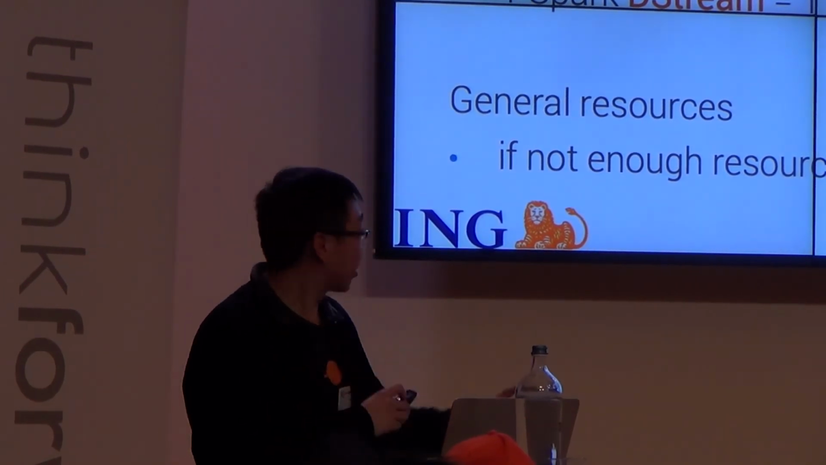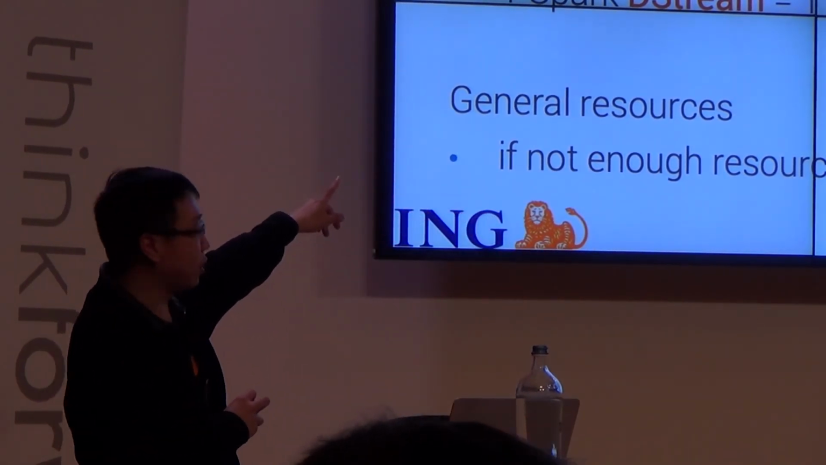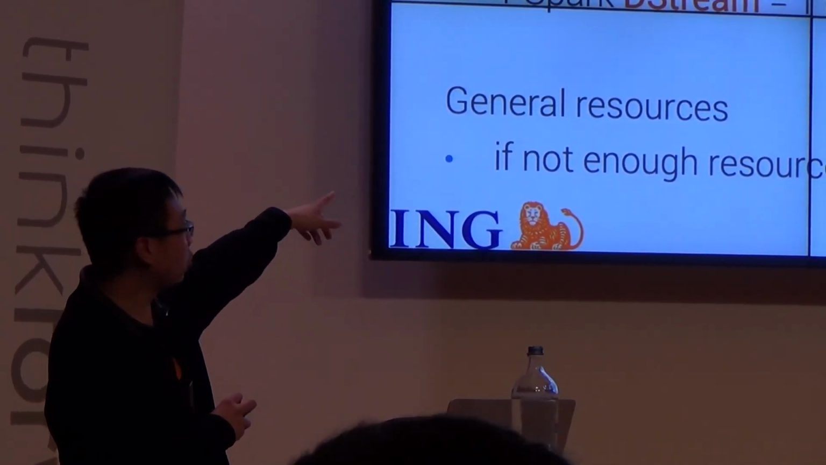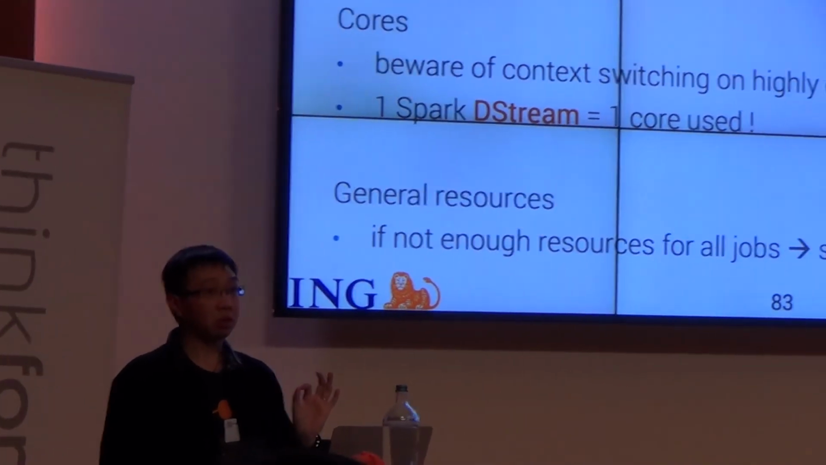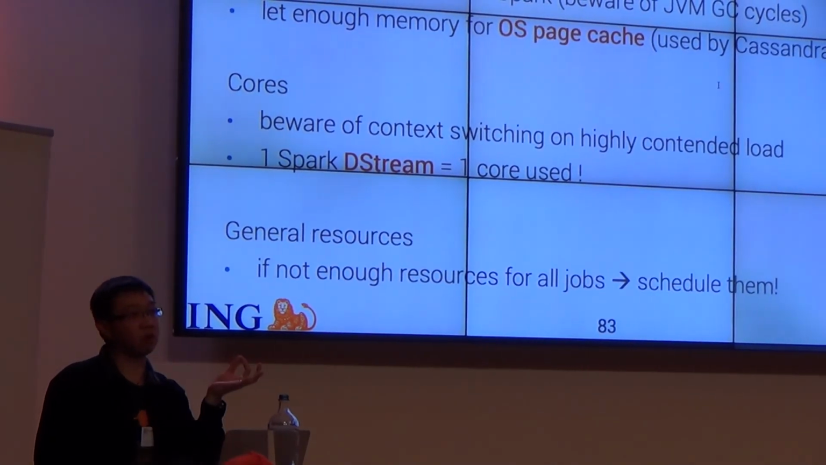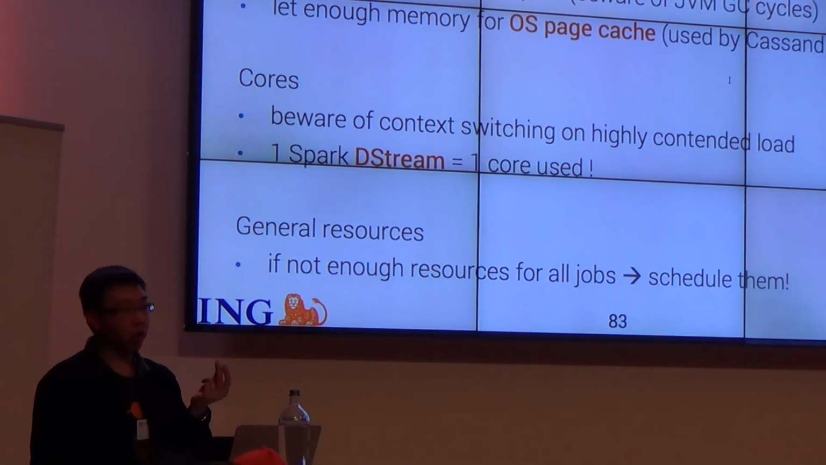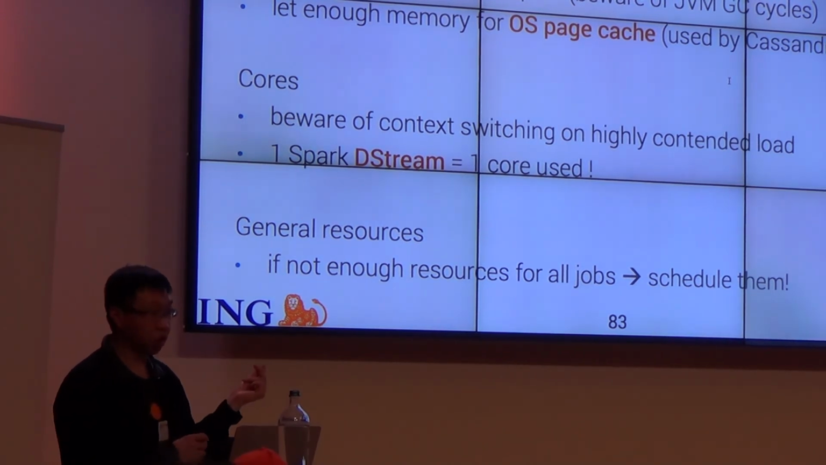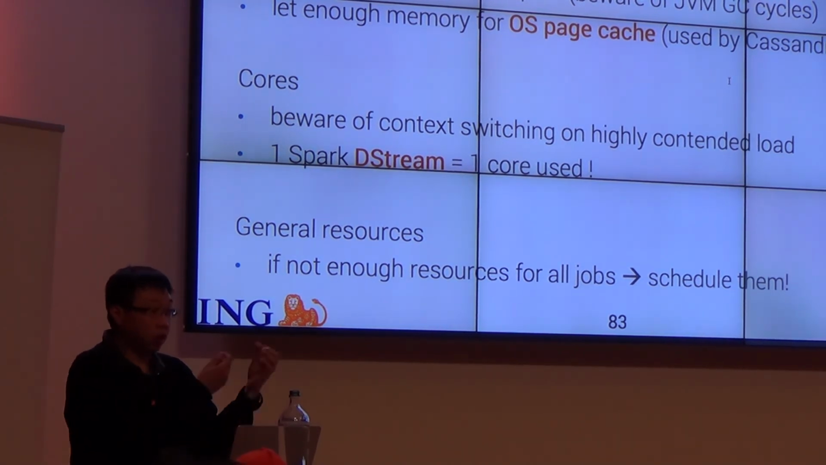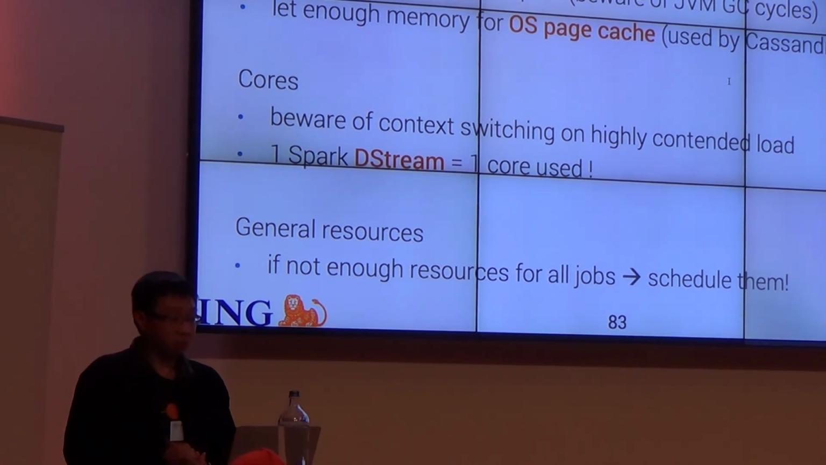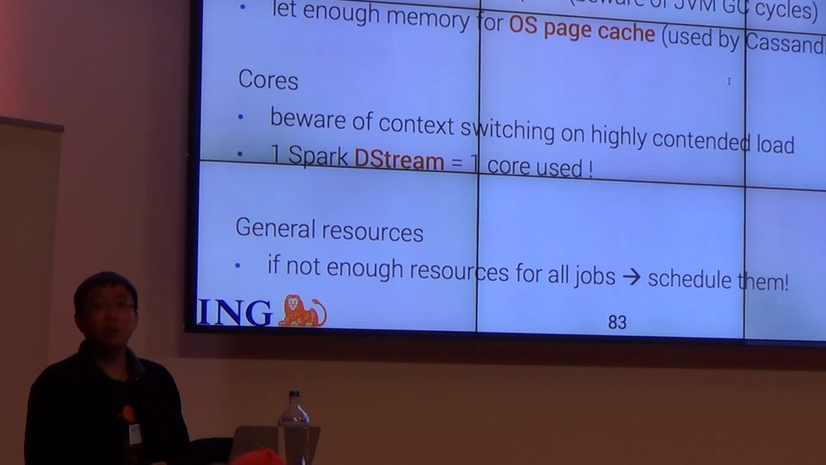For Spark Streaming, yes, there is a very famous pitfall. When you start a Spark stream, it will consume one core. It will block on one core and listen for data to come in. So if you do not give more than one core to your streaming job, it will not start, because one core will be used by the stream and there is no core left for the job to be executed.